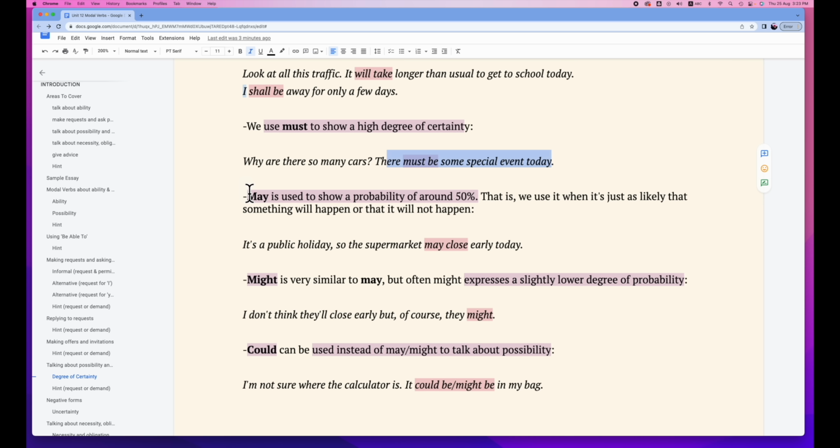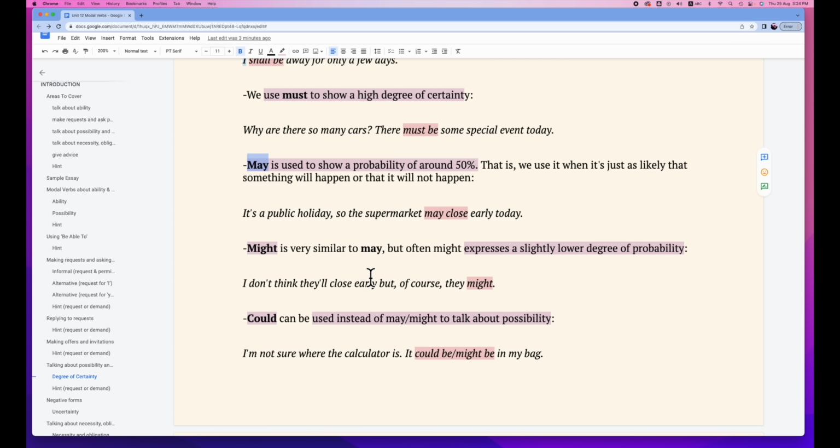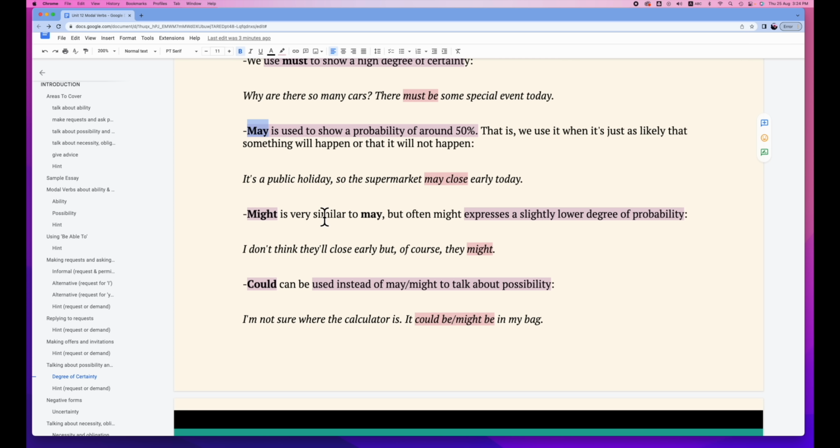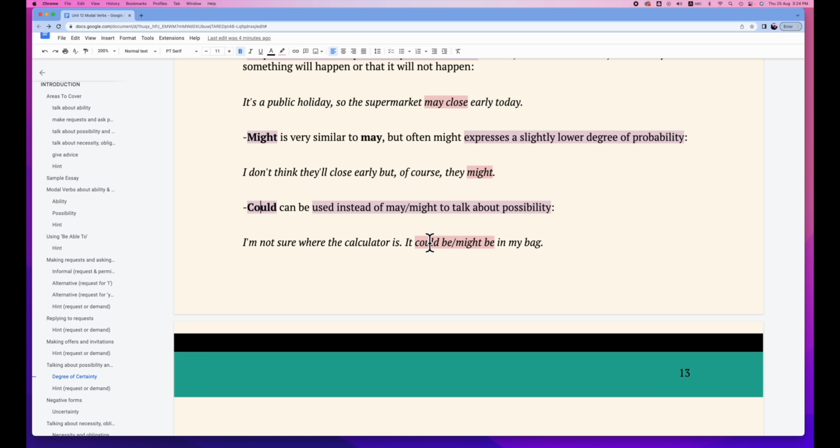When the possibility is around 50%, you use the word may. For example, it's a public holiday, so the supermarket may close early today. Might is very similar to may, but it expresses a slightly lower degree of probability. I don't think they will close early, but of course they might. And the modal verb could we use instead of may and might to talk about possibility. I'm not sure where the calculator is. It could be in my bag. It might be in my bag. Both are okay.